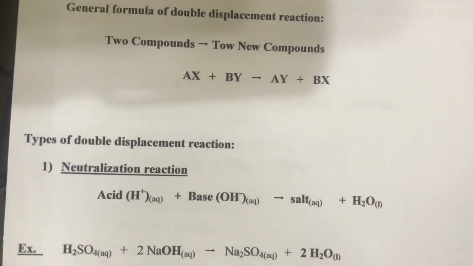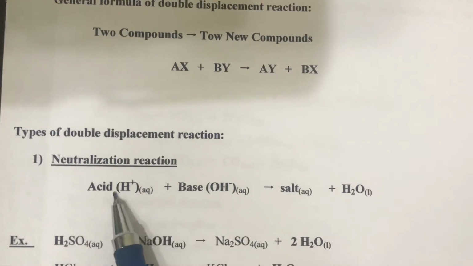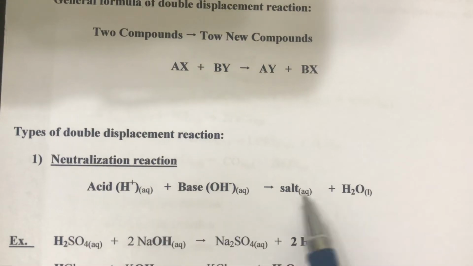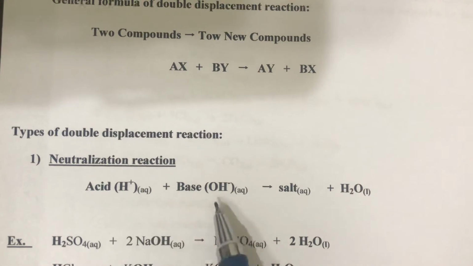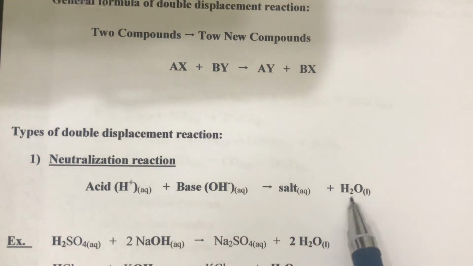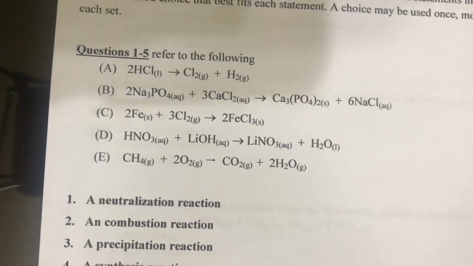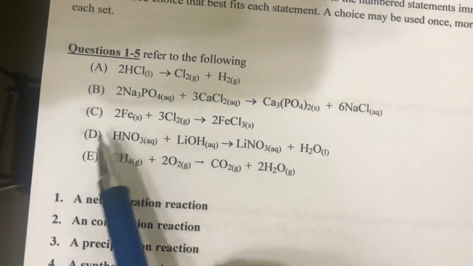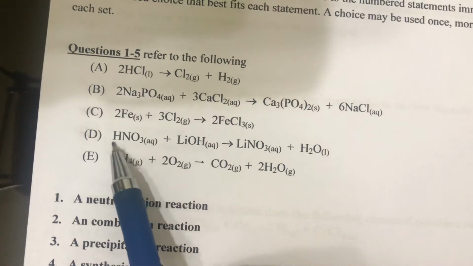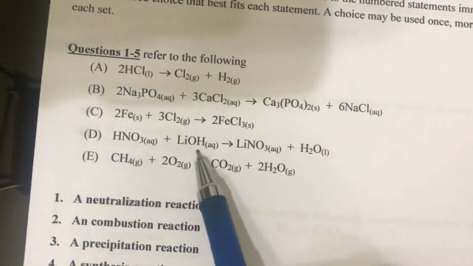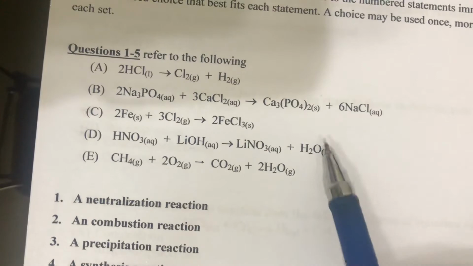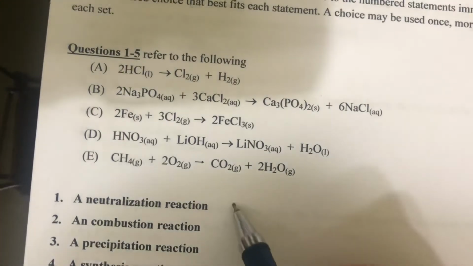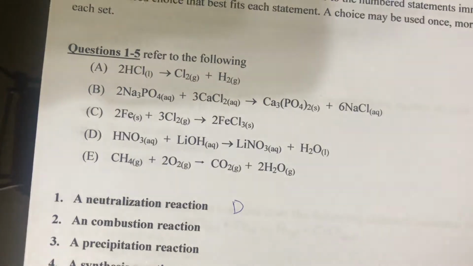Neutralization reaction is a reaction between acids and bases to form salt and water. So you have to find in the equations an acid, which contains hydrogen, and a hydroxide base, and products of salt and water. So here in D, you have an acid, nitric acid, and a base, lithium hydroxide, and the products are salt and water. So this is an example of a neutralization reaction. So the correct answer is D.